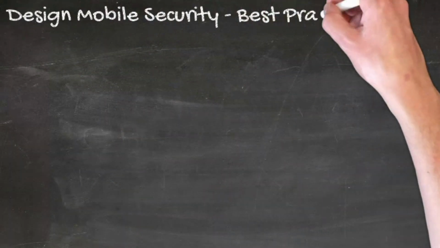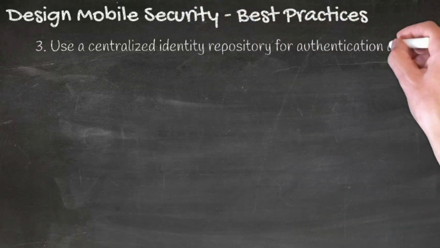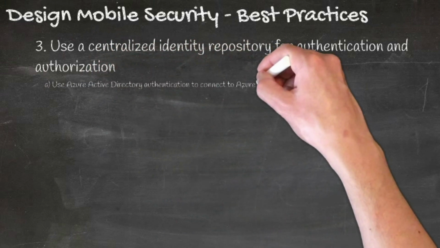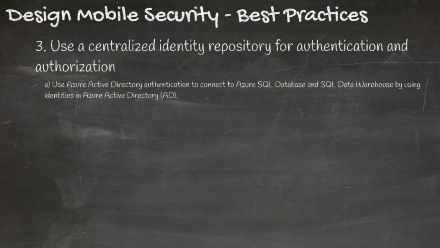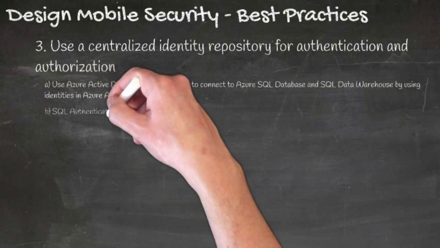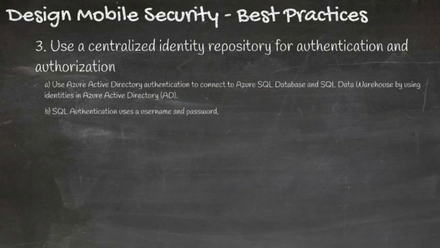How to use a centralized identity repository for authentication and authorization. Use Azure Active Directory authentication to connect to Azure SQL database and SQL data warehouse by using identities in Azure Active Directory (AD). SQL authentication uses a username and password. When you create the logical server for your database, you specify a server admin login with a username and password.